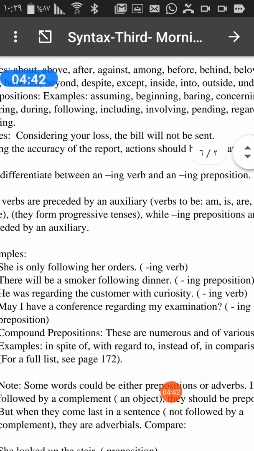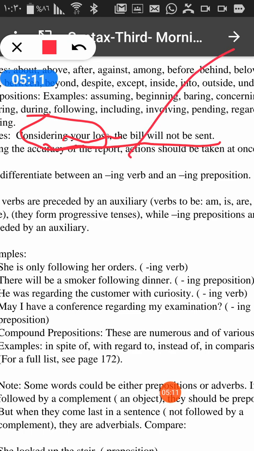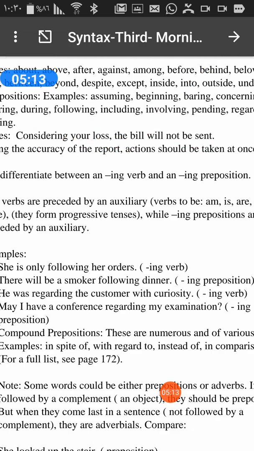For example, considering your loss, the bill will not be sent. Here, considering is the preposition, where your loss is a complement of considering. Altogether, considering your loss is a prepositional phrase.